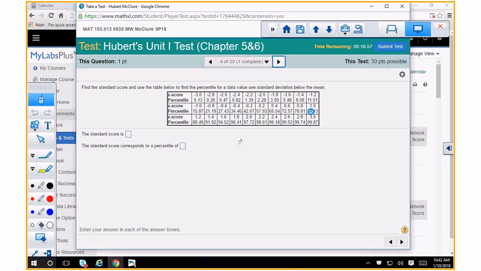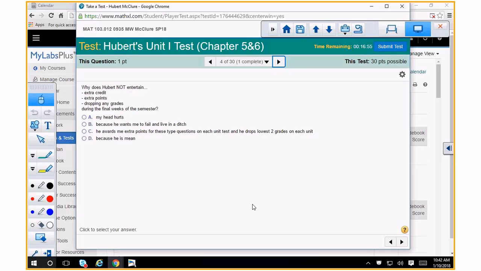We'll go over that. Why does Hubert not entertain extra credit, extra points, or dropping any grades the last weeks of the semester? A, because my head hurts. Because he wants me to fail and live in a ditch. I will actually take B if you put that. He awards me extra points for these bonus type questions on each unit test, and he drops lowest 2 grades on each unit because he is mean.